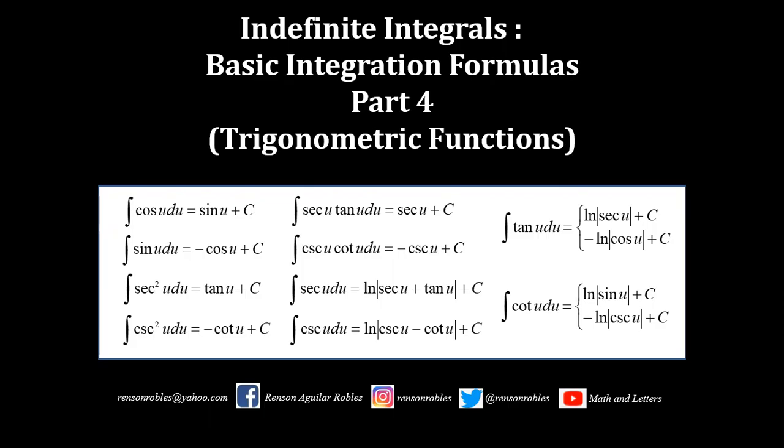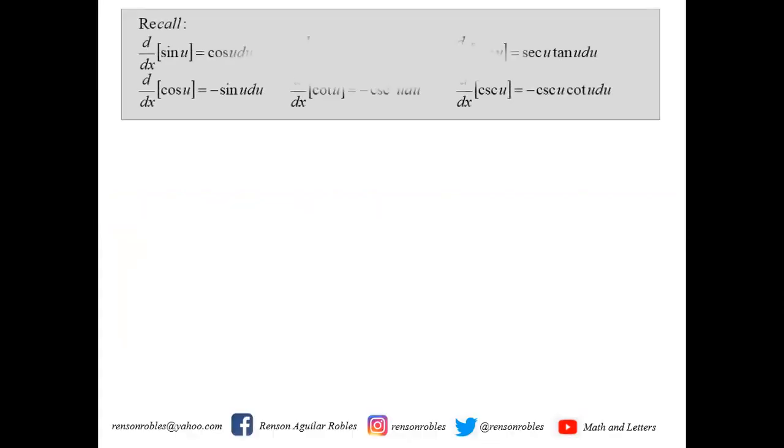But before that, allow me to show you the derivatives of the six trigonometric functions, namely: derivative of sine u is cosine of u du, derivative of cosine u is negative sine u du, derivative of tangent u is secant squared u du, derivative of cotangent u is negative cosecant squared u du, derivative of secant u is secant u tangent u du, and finally the derivative of cosecant of u is negative cosecant of u cotangent of u du.